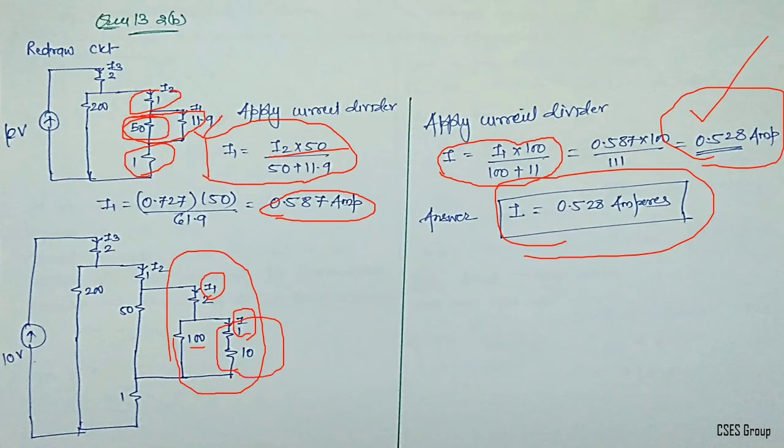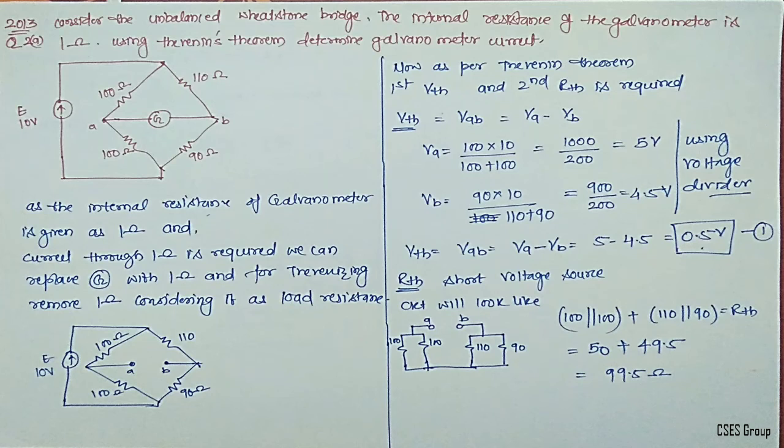Next, question number 2a for 2013: consider the unbalanced Wheatstone bridge. The internal resistance of the galvanometer is 1 ohm, and Thevenin's theorem has to be used to determine the galvanometer current. Look at the circuit here. You have one 10 volts battery connected to a Wheatstone bridge. Obviously this is an unbalanced Wheatstone bridge, and you have one galvanometer whose internal resistance is given as 1 ohm. Using Thevenin's theorem, you need to determine the current flowing in this branch.